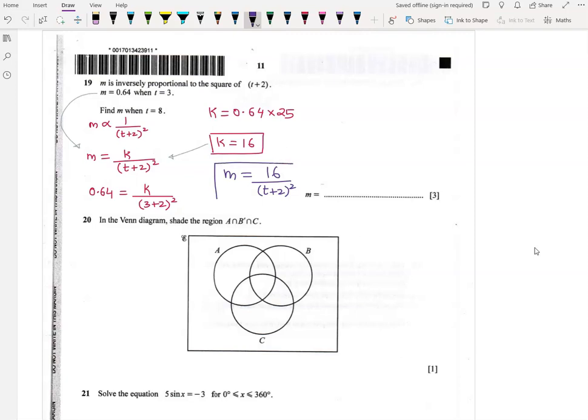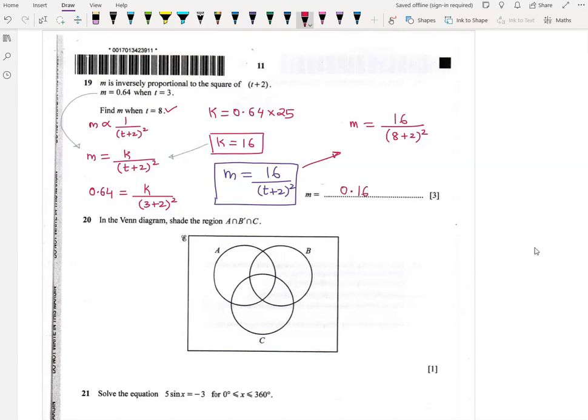But they don't want the equation or the formula, they want us to find the value of m. So what you have to do is simply substitute the value of t. So find m when t equal to 8. So let's substitute here. So m equal to 16 over, value of t is 8, plus 2 whole square. 8 plus 2 is 10, 10 square is 100. When you divide 16 by 100, you will get the answer 0.16.